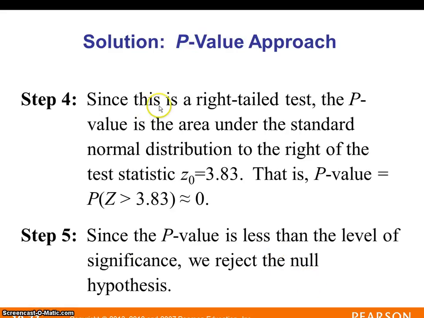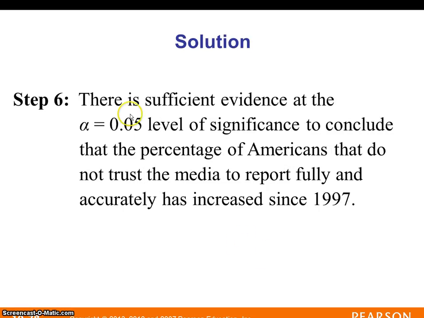If you were to use the p-value approach, in this case you'd calculate the same statistic and then calculate the probability that z is greater than that value, again either looking it up in the table or calculating it using StatCrunch or something. Effectively the probability here would be 0. So since the p-value is less than the level of significance, we reject the null hypothesis. Step 6, make sure that you state the conclusion. I don't know if you need to state the level of significance here, but you should say something like there's sufficient evidence to conclude that the percentage of Americans that do not trust the media to report fully and accurately has increased since 1997.